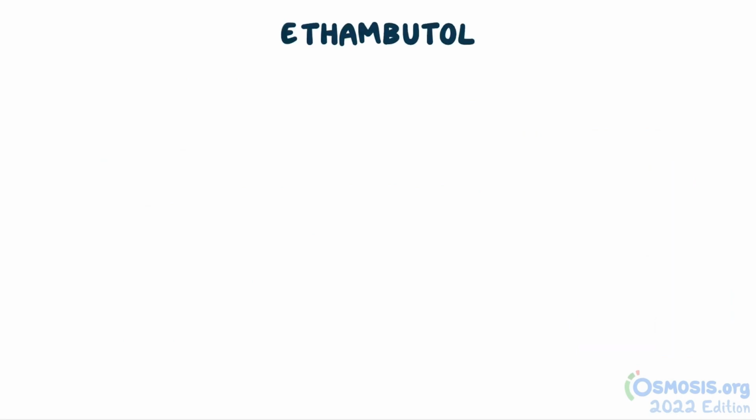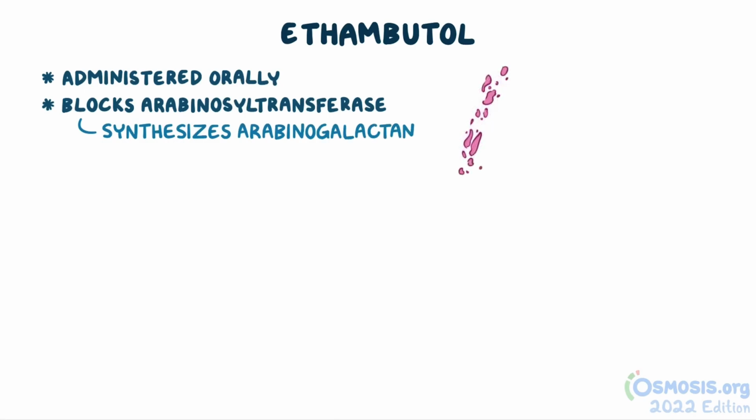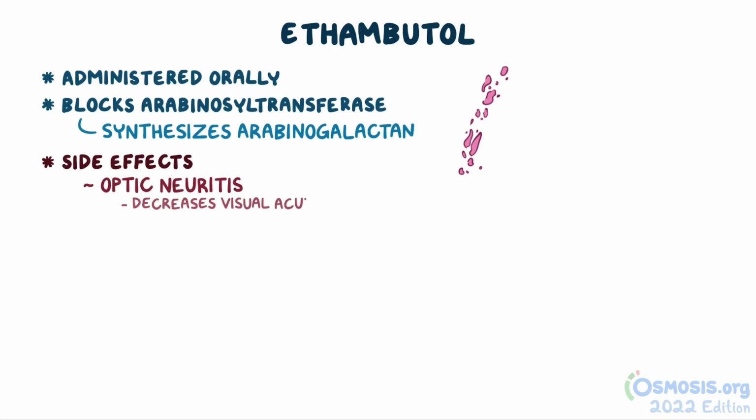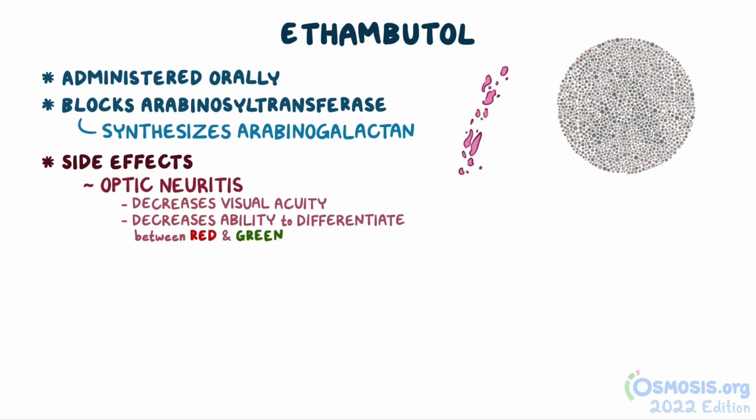Ethambutol is up next. This medication is administered orally. It exerts its effect by blocking arabinoacyltransferase, which synthesizes the arabinogalactan that's used in the bacterial cell wall. The main side effect of ethambutol is optic neuritis, which decreases visual acuity and the ability to differentiate between red and green.